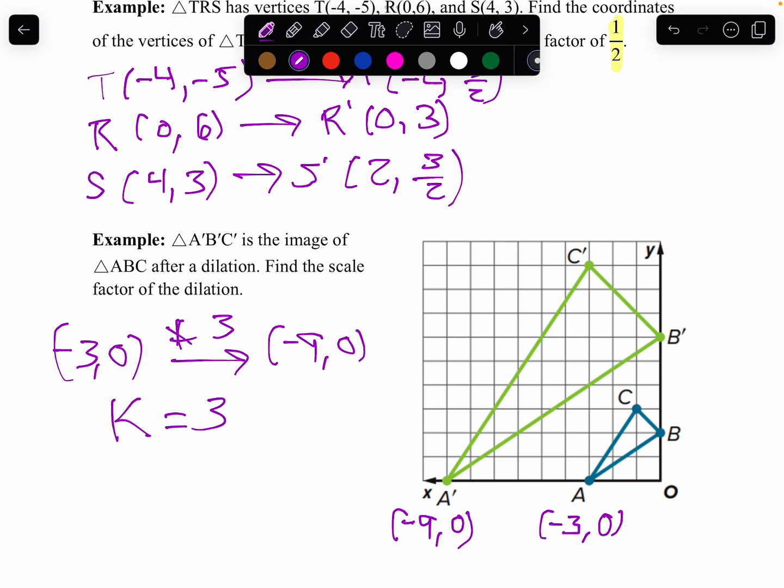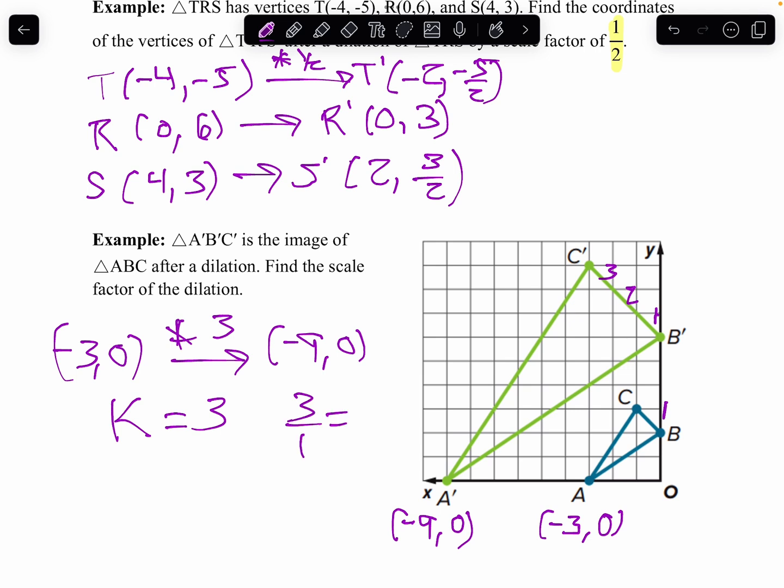Now, I could have done it another way. I could have found the distance from B to C. I could have found the distance from B primed to C primed, and I could have divided them. Actually, I don't think I even have to look at the distance here. Look at how that one's such a nice diagonal. B to C, I got 1 for the diagonal, don't I? I'm looking at the diagonals. And then B primed to C primed is 1, 2, 3. So 3 divided by 1 gives me 3.